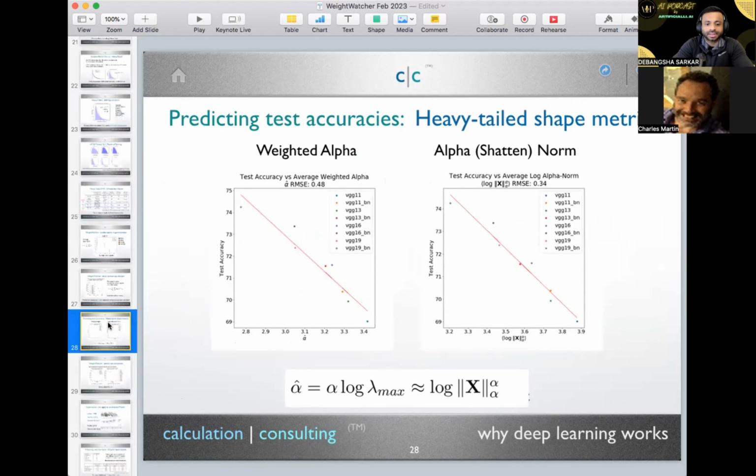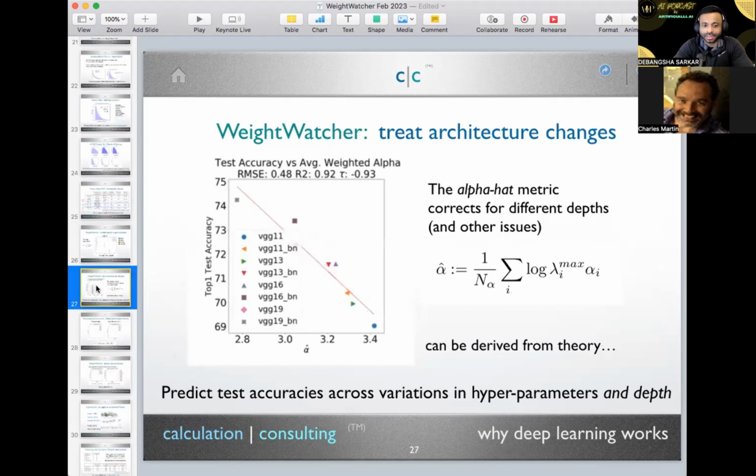One interesting thing that I noticed about this plot, if you go to slide 27, is that at least the batch normalized models of the same depth have higher alpha hat than those without batch normalization. So that's good, right? That is a good thing, which means batch normalization is working. Yeah, thanks for pointing that out. Proof. Yeah.